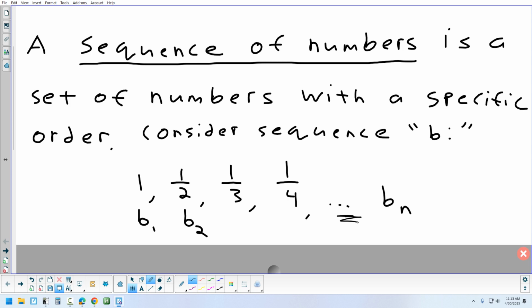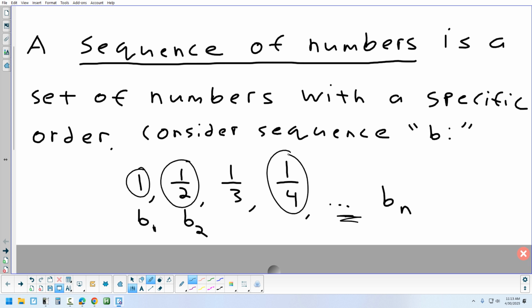When you want to refer to a particular number in a sequence, you use a subscript. B sub 1 means the first number in sequence B, which in this case is right there. B sub 2 means the second number. B sub 4 would be that number. Okay, so that's the notation for describing a particular term in your sequence.